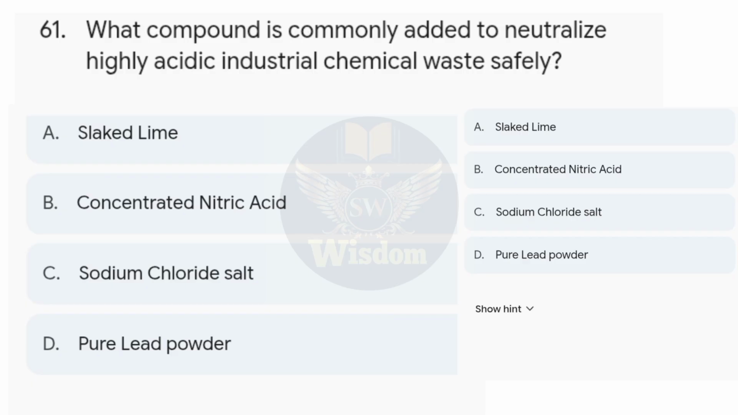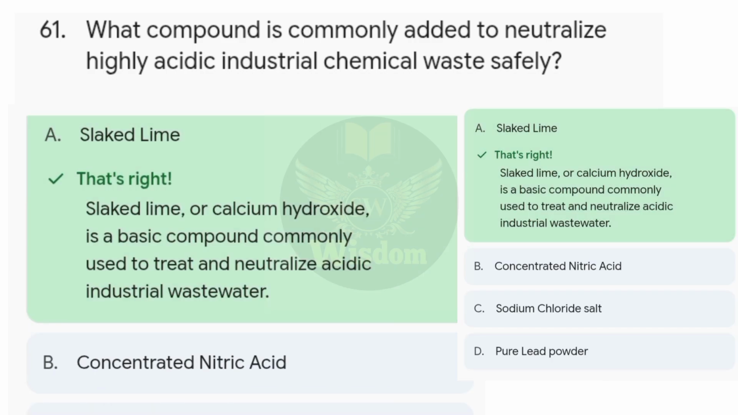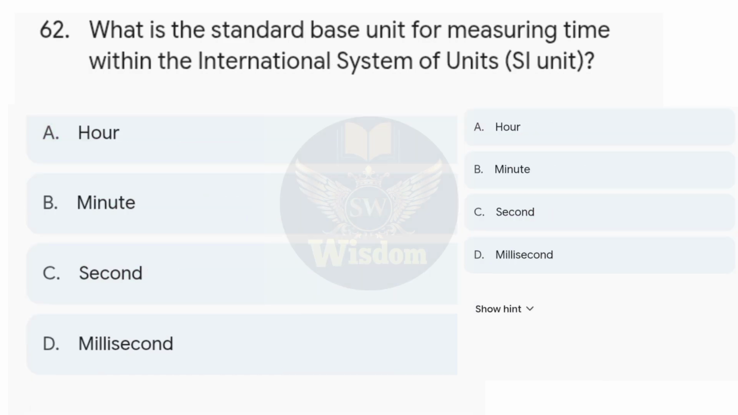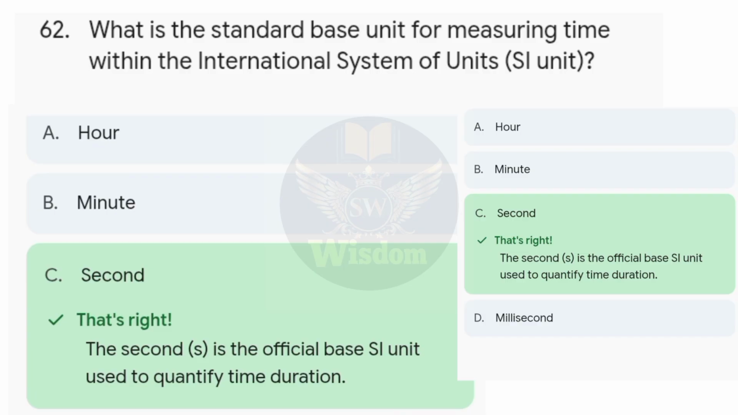Next question. What compound is commonly added to neutralize highly acidic industrial chemical waste safely? The correct answer is option A, slaked lime. Next question. What is the standard base unit for measuring time within the International System of Units (SI unit)? The correct answer is option C, second.